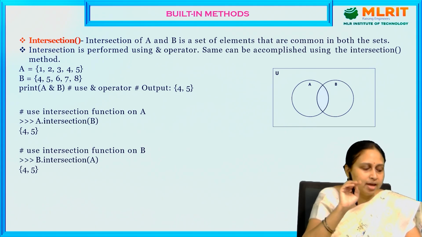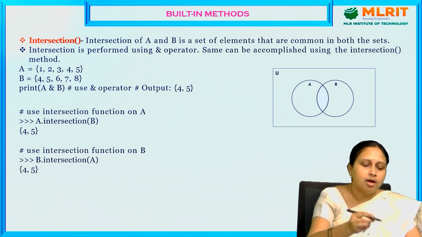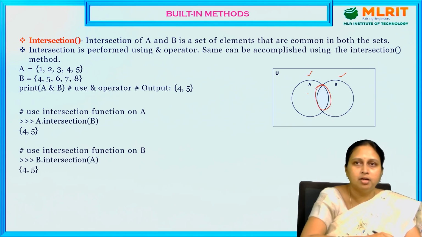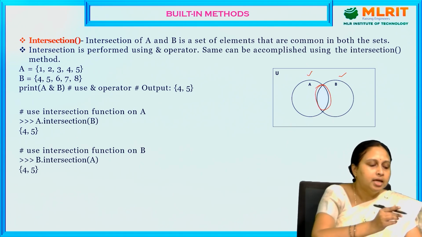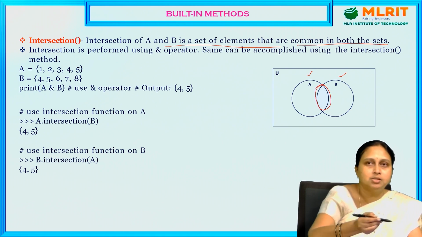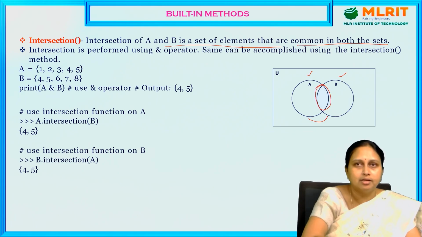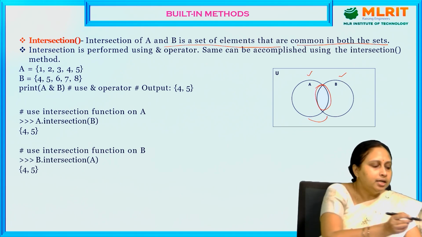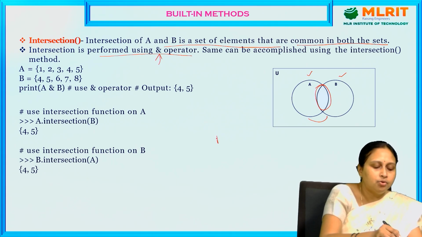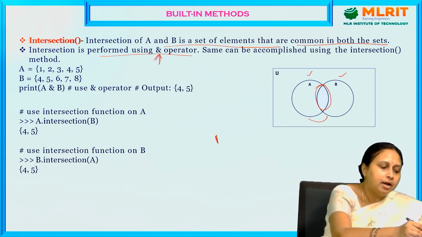This one also we have studied in our mathematics. Intersection means if I am going to have 2 sets, the common one is called the intersection. Now, intersection of A and B is a set of elements that are common in both the sets. In both the sets which are common, those will be returned as the intersection. Intersection is performed using an AND operator. Previously, we have used an OR operator, and intersection will be performed by using the AND operator.